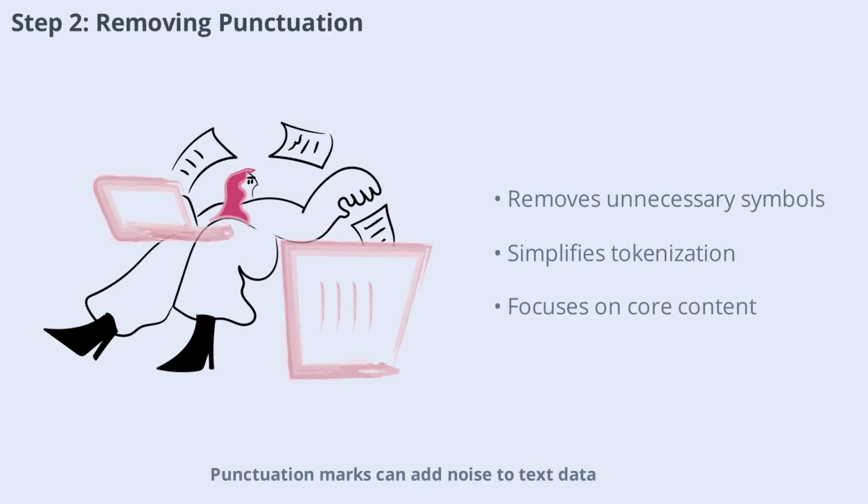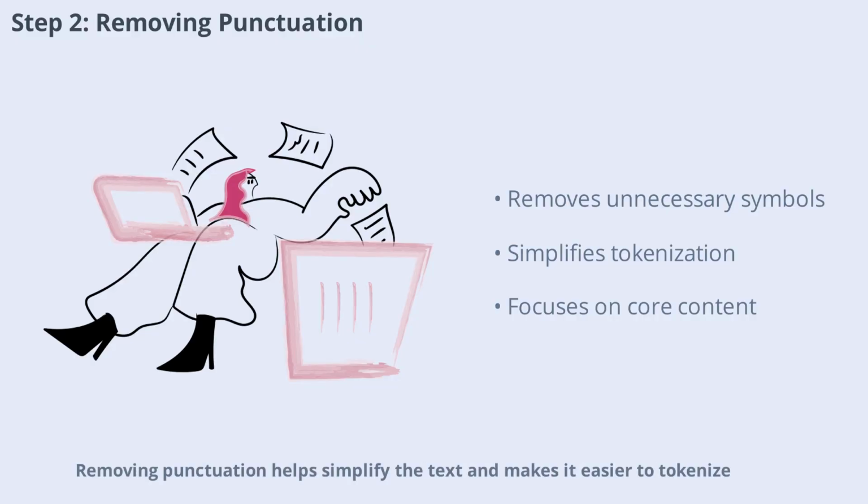Punctuation marks can add noise to text data, especially when we're interested in analyzing the actual words. Removing punctuation helps simplify the text and makes it easier to tokenize or split into individual words. This step is particularly important for tasks like word frequency analysis, where punctuation can otherwise skew the results. By stripping out unnecessary symbols, we focus our analysis on the core content of the text.